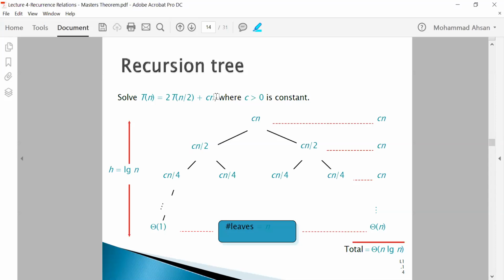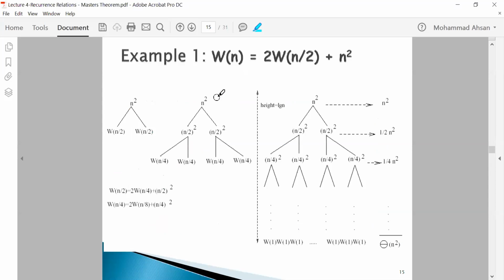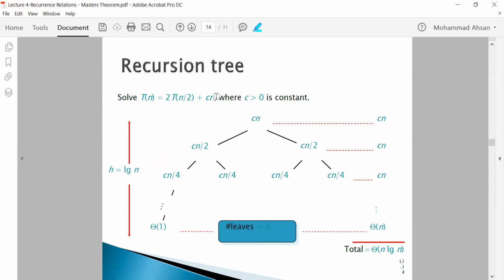So the height of the tree is log n at every level. Height is the number of steps it takes from root to the leaf node. So if it is 3, height is 3, and 3 times Cn will be your answer. In this case, height is log n. So Cn into log n, which is n log n, which we know is true for this.